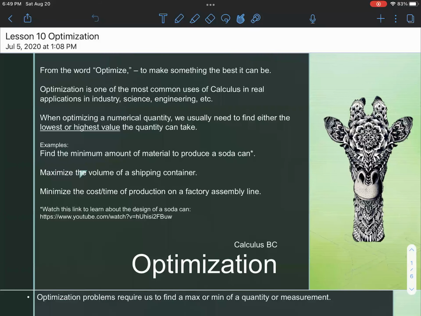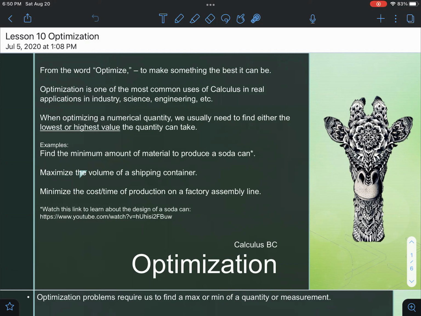This is lesson 10, optimization. We'll visit the other major category of word problems from Calc A. We saw related rates in the last video. Optimization problems come from the word optimize, to make something the best it can be. Optimization is actually one of the most common uses of calculus in application, right?